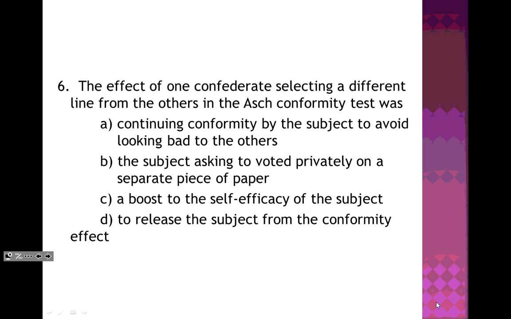The effect of one confederate, which is typically the actor in an experiment, selecting a different line from the others in Asch's conformity test was what? Okay, I think you're good.